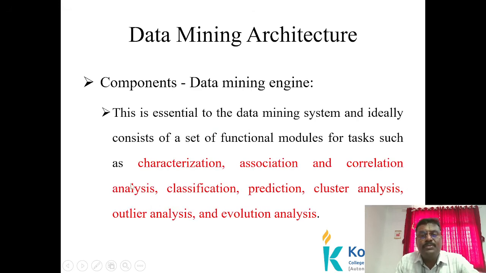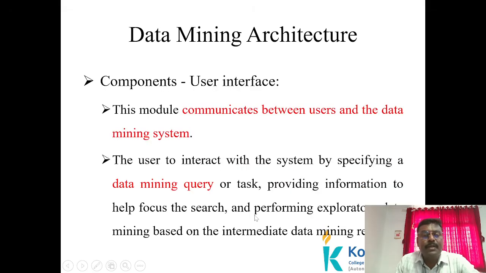Next, the components of the data mining engine. This is essential to the data mining system. Ideally it consists of a set of functional modules for tasks such as characterization, association, correlation analysis, classification, prediction, cluster analysis, outlier analysis, and evolution analysis. The next component is a module that communicates between the user and the data mining system. The user interacts with the system by specifying a data mining query. That is how you interact with the database using data mining queries. Based on the query, you can retrieve the data. Otherwise, you can communicate and store the data into a particular database on your computer.